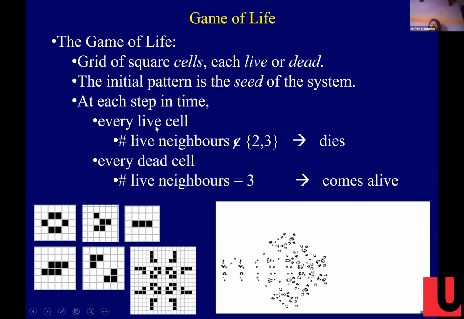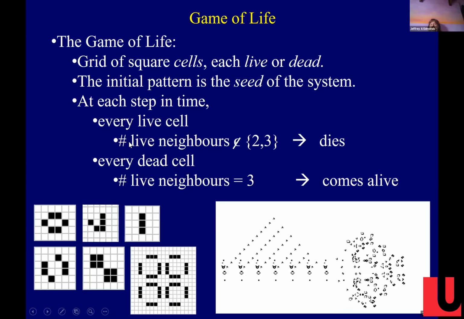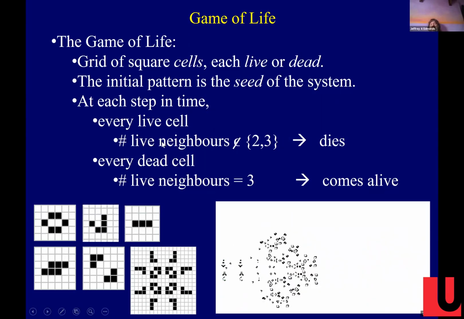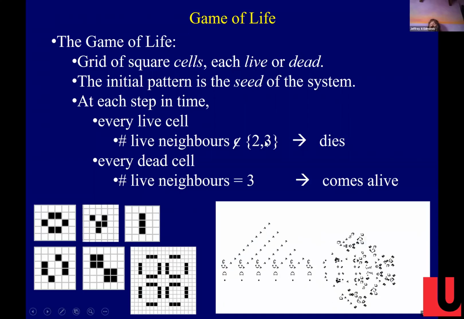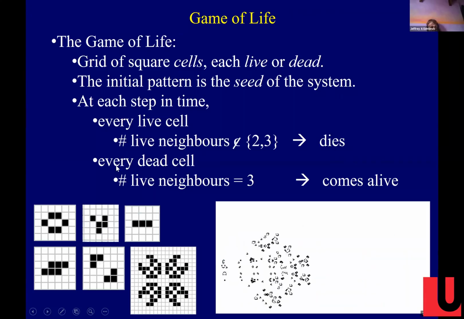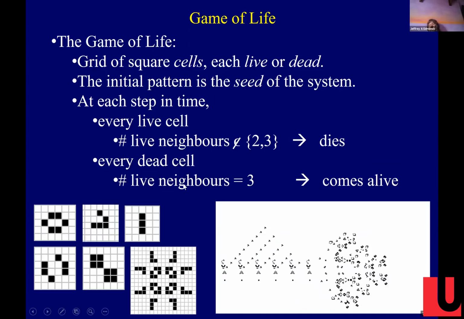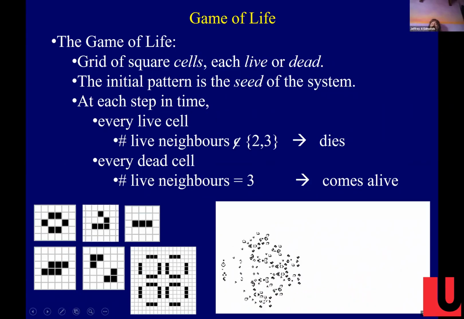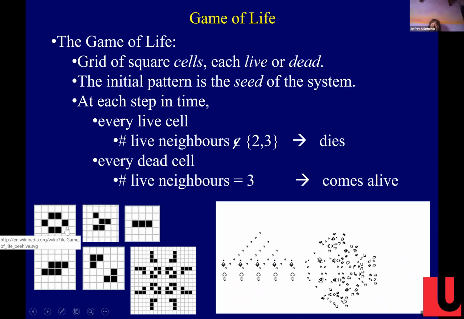For every living cell, you count how many neighbors you have that are alive. If the number of neighbors is 2 or 3, then you live. If the number of neighbors is not 2 or 3, then you die. But if you're a dead cell, you ask how many neighbors are alive, and if the number of neighbors you have is 3, then you come alive. So you can just set up a simple rule. Oh, so then there's a starting configuration, right?